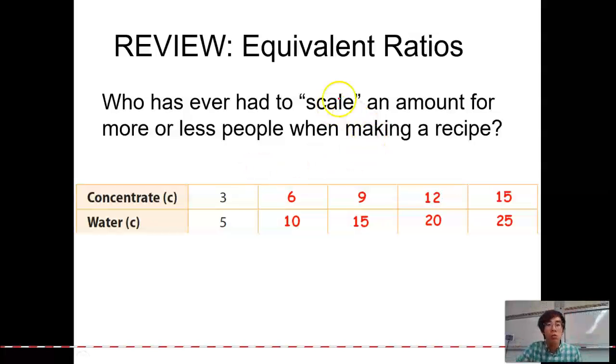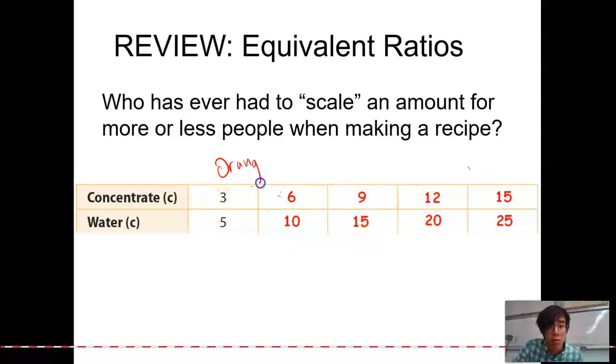Okay. So who has ever had to scale the amount of a recipe when you have more or less people? So I remember once on a box for pancakes it says add this amount of cup of flour or this amount of eggs, this amount of milk, but it's for 4 servings. And I'm like, I just want it for myself. I want 2 servings. Right? So I cut down all of the amounts by half. That's called scaling, okay?